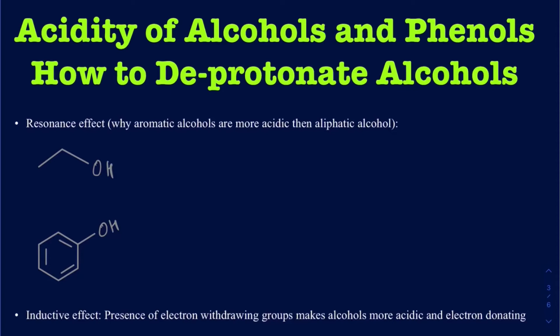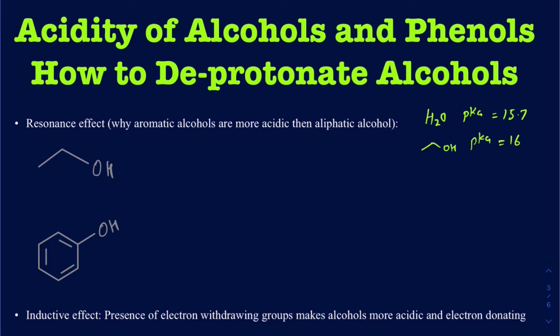Hello everyone, in this video we're going to be talking about the acidity of alcohols and phenols, and we're also going to talk about how to deprotonate alcohols, basically what type of base you could use to deprotonate alcohols and phenol. Just to compare alcohols with water, water has a pKa of 15.7, and roughly alcohol, if I take an example of ethanol, the pKa of ethanol is 16.